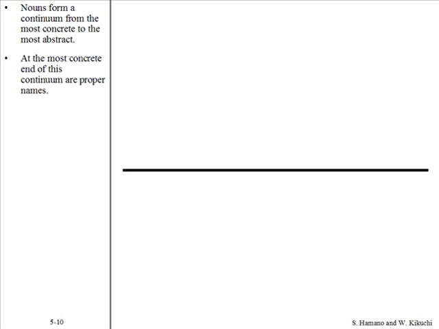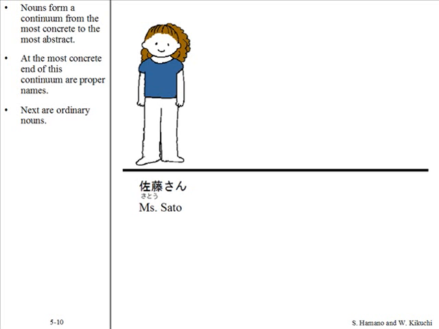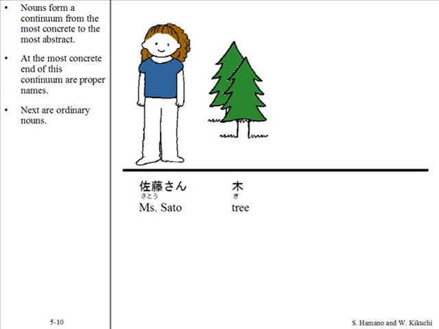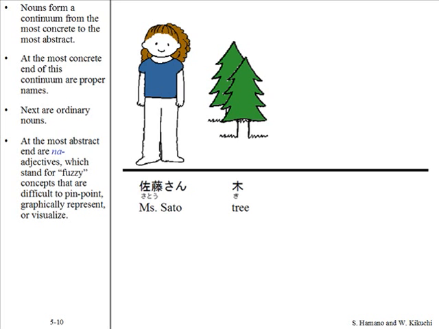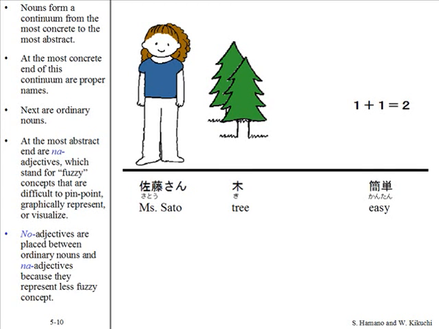Nouns form a continuum from the most concrete to the most abstract. At the most concrete end of this continuum are proper names. Next are ordinary nouns. At the most abstract end are na-adjectives, which stand for fuzzy concepts that are difficult to pinpoint, graphically represent, or visualize. No-adjectives are placed between ordinary nouns and na-adjectives because they represent less fuzzy concepts.